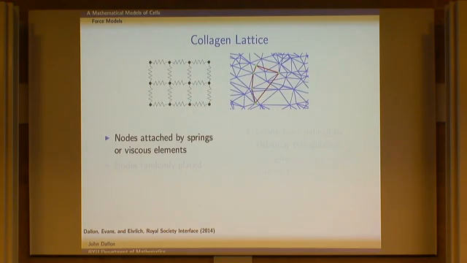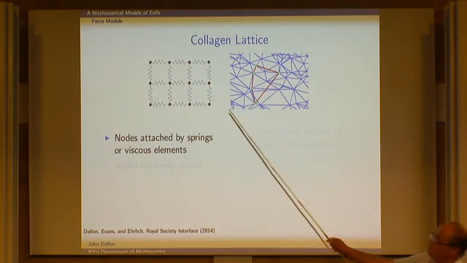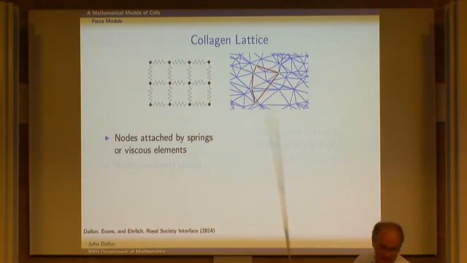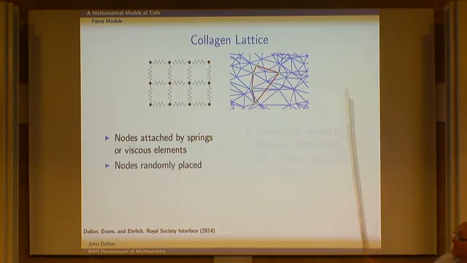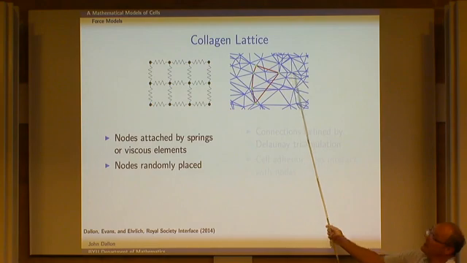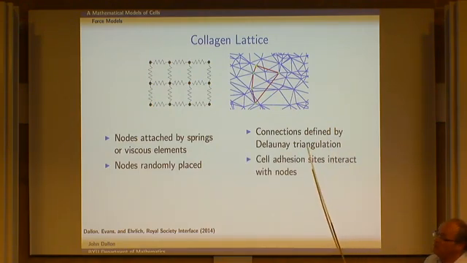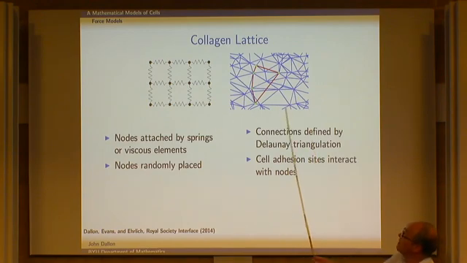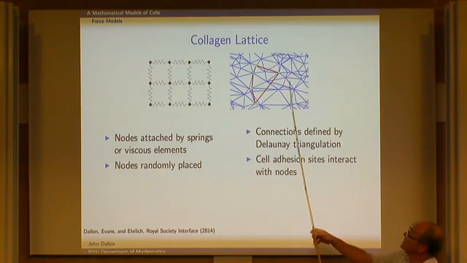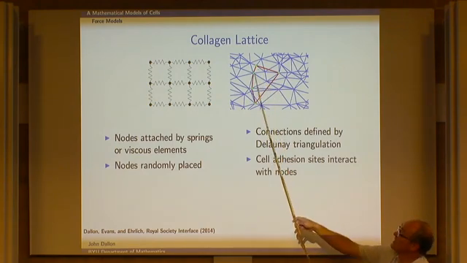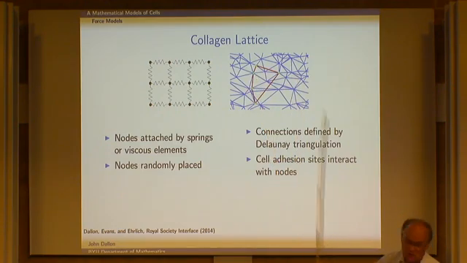And then the lattice is modeled in the same manner. You have these nodes which are attached by springs or viscoelastic elements. For our purposes, they're springs. And they don't have to be regularly placed as shown there, but they can be randomly placed as shown over here. The intersections of the blue lines are the nodes, and they're connected by a Delaunay triangulation. The cell adhesion sites, the red X's before, can interact with the nodes, but the nodes only occur where you have blue lines intersecting. So here you have the green stars, which should be red X's, interacting at intersections of the blue lines. So this is the cell. These are the adhesion sites. They're interacting with those nodes.